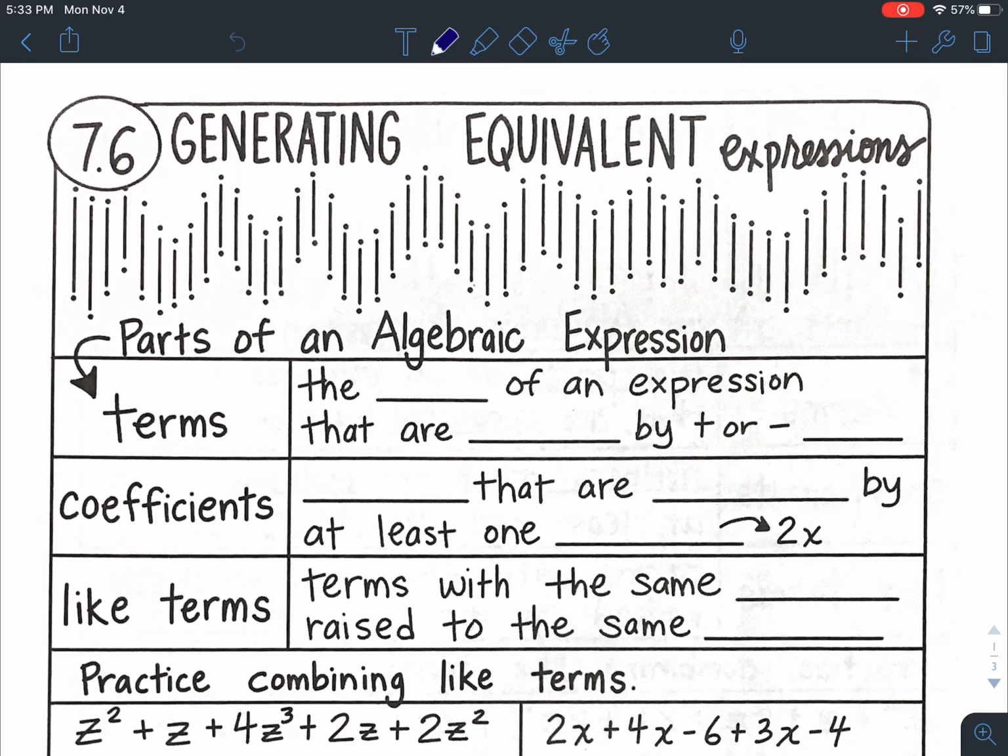The first thing that we have are called terms. The terms are the parts of an expression that are separated by a plus or minus sign. So terms are the parts of an expression that are separated by a plus or minus sign.